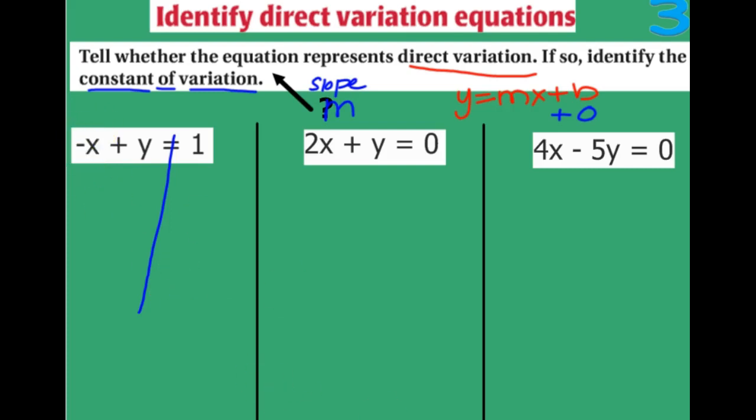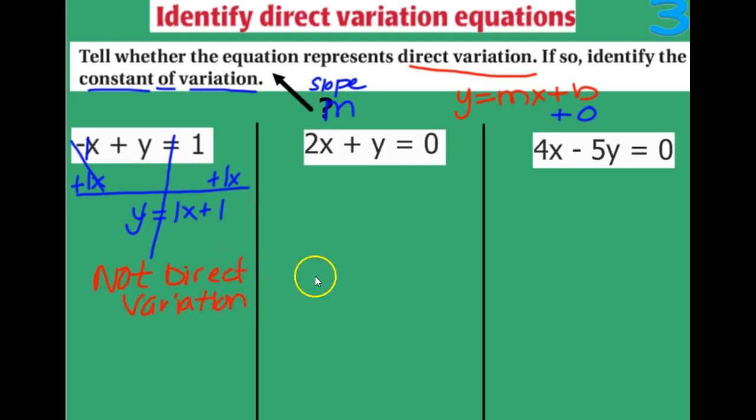So I'm going to move that 1x. It's negative, so I'm going to add 1x. So those eliminate. We have y equals, and then we write your x's first, 1x plus 1. This one, in order to identify if it's direct variation, b just has to be 0. If it's any other number, it's not. So b here is really a 1, so no, this is not direct variation, because b is not 0.